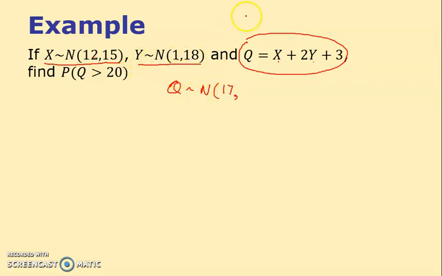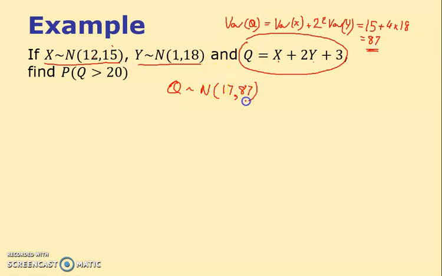Now you've got to be a bit careful here. What about the variance of Q? 17 was easy. This will be the variance of X plus 2 squared times the variance of Y, and adding 3 won't make any difference at all. So I think this is 15, 2 squared is 4, so plus 4 times 18. Now 4 18s is 72. I reckon that is 87. So very much more spread out than the original two distributions. This is basically a normal distribution. I'm expecting to score 17 on it, and the question says, what's the probability that I'll get over 20?